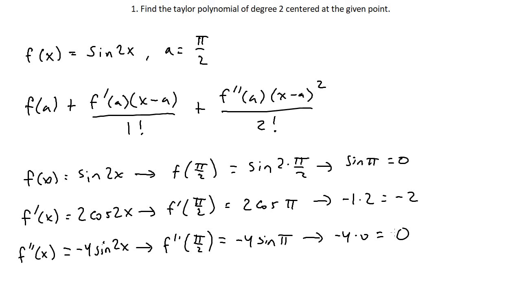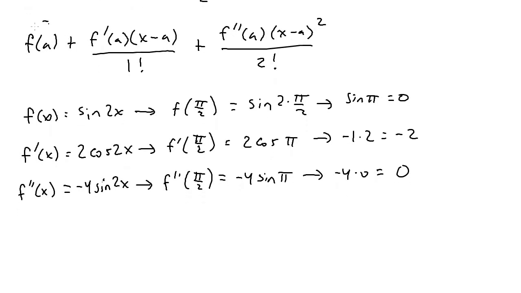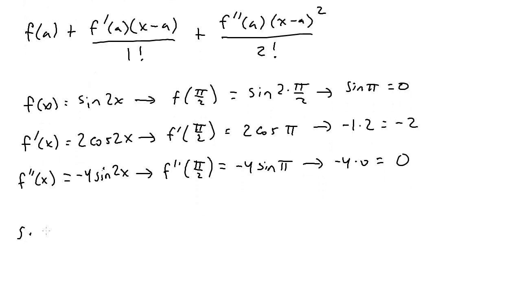So that will be what f double prime of pi over 2 equals. So now we can write our formula. So obviously first we need f of a, and we are going to approximate sine of 2x. So I'm going to write sine of 2x, and remember this is an approximation, so we're going to write the squiggly equal sign. It's going to equal f of a, so f of a is obviously 0, because f of pi over 2 is 0, plus f prime of a times x minus a.